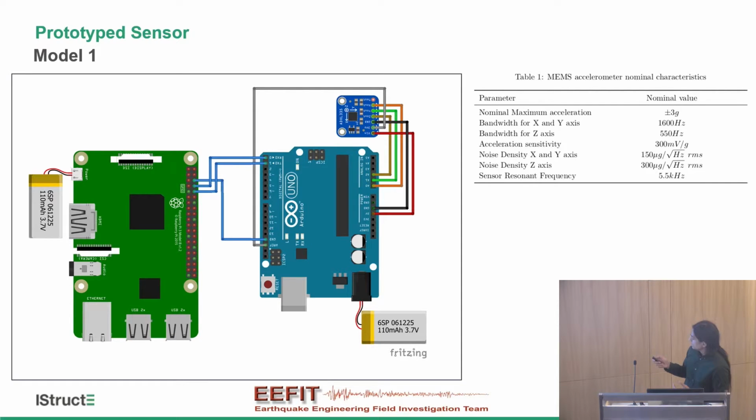And here are the characteristics of the particular sensor that we have been testing this time, of the accelerometer actually. The important thing to keep in mind is the nominal maximum acceleration, which for this sensor is plus or minus 3g. Usually in the field of seismology, this is either 1g or just 2g, but we never go further. And this whole system, the whole budget, is less than 100 pounds.